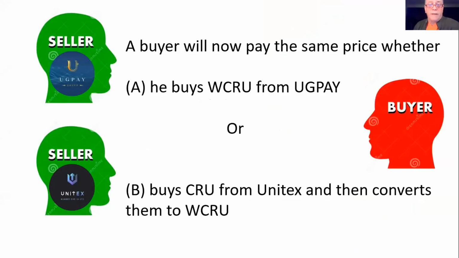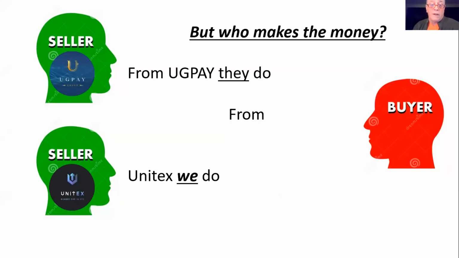And that's the game changer, because it used to be different. A buyer could buy from Unitex at a cheap price, and then for a cheap price, he could also convert them to World CRU. They can't do that anymore. They can't do it. But who makes the money?